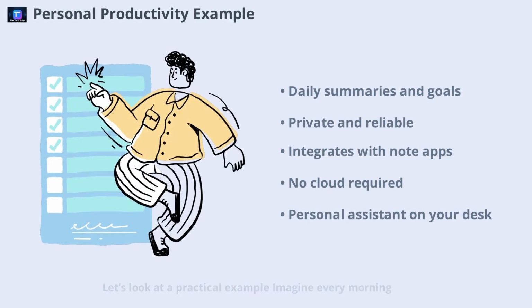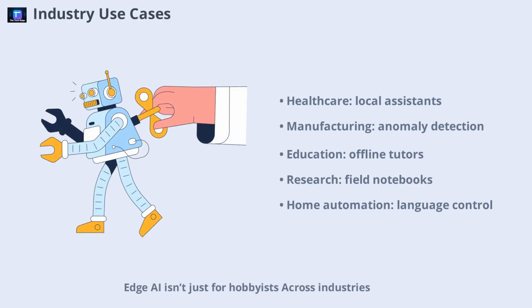Let's look at a practical example. Imagine every morning, your Raspberry Pi reads your Markdown journal. Your local LLM, running on Llama, summarizes yesterday's progress and generates a list of today's goals. Then, N8N writes this output into your Obsidian Vault, or Notion database. This creates a private, explainable, and reliable personal assistant that helps you stay organized and focused without ever sending your data to the cloud. Edge AI isn't just for hobbyists.